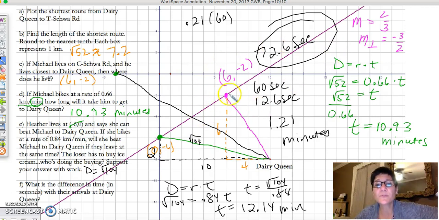But Michael got there sooner because Michael lives closer. What does that tell you, right? Shortest distance is on the perpendicular.